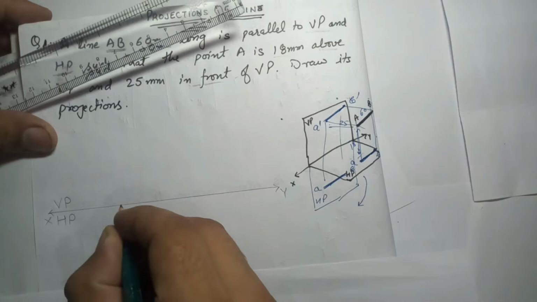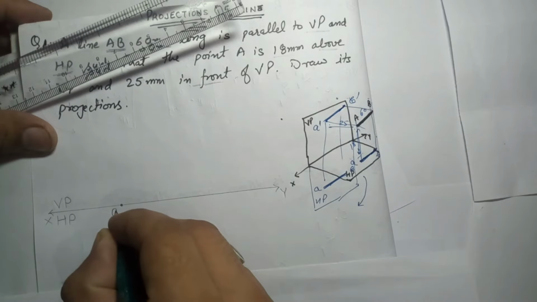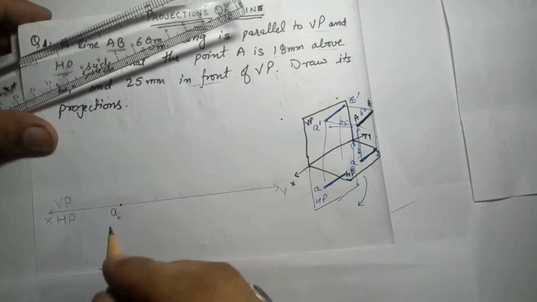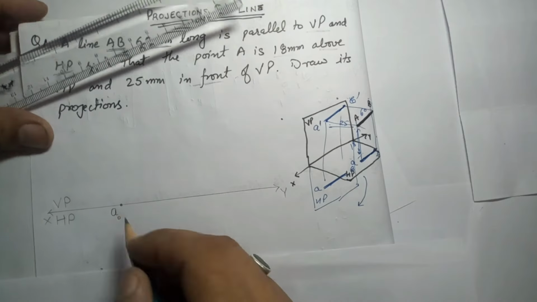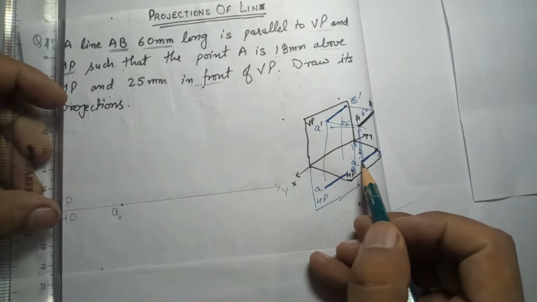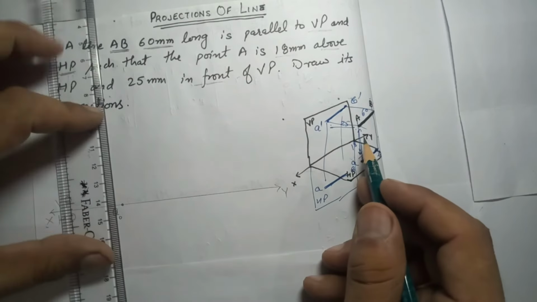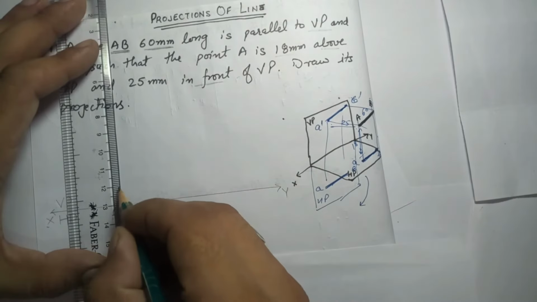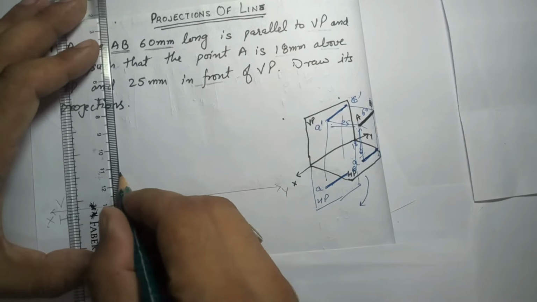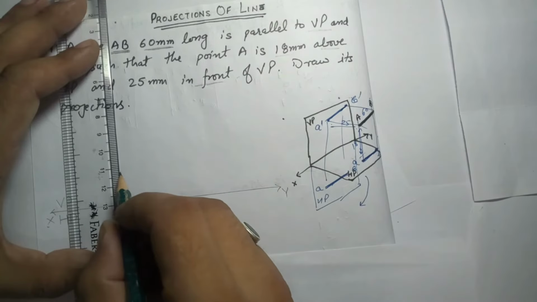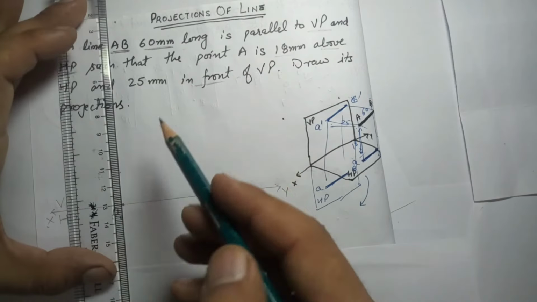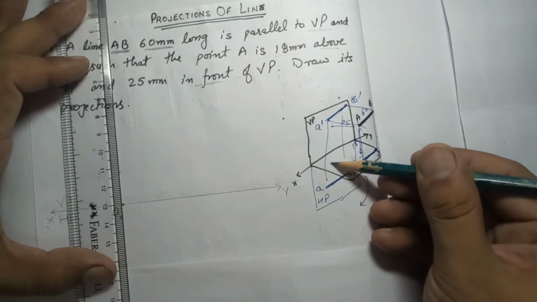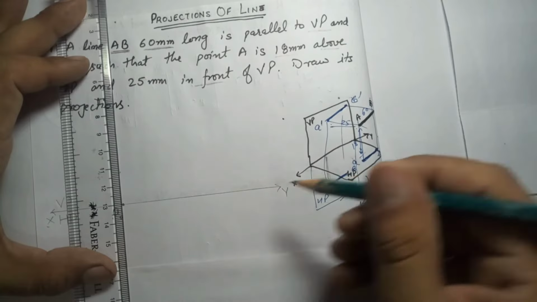Now we will start with a point A0. This is just a reference point on the XY line. Write a bigger letter, not very small ones, and highlight the point. Now it is given that the point is 18 mm above HP, so we take the same gap of 18 mm. Use the scale and measure exactly 10, then 8, so 18. Mark this point. After that, it is 25 in front, so this gap is 25. After rotation it will go down, so this gap will be 25.